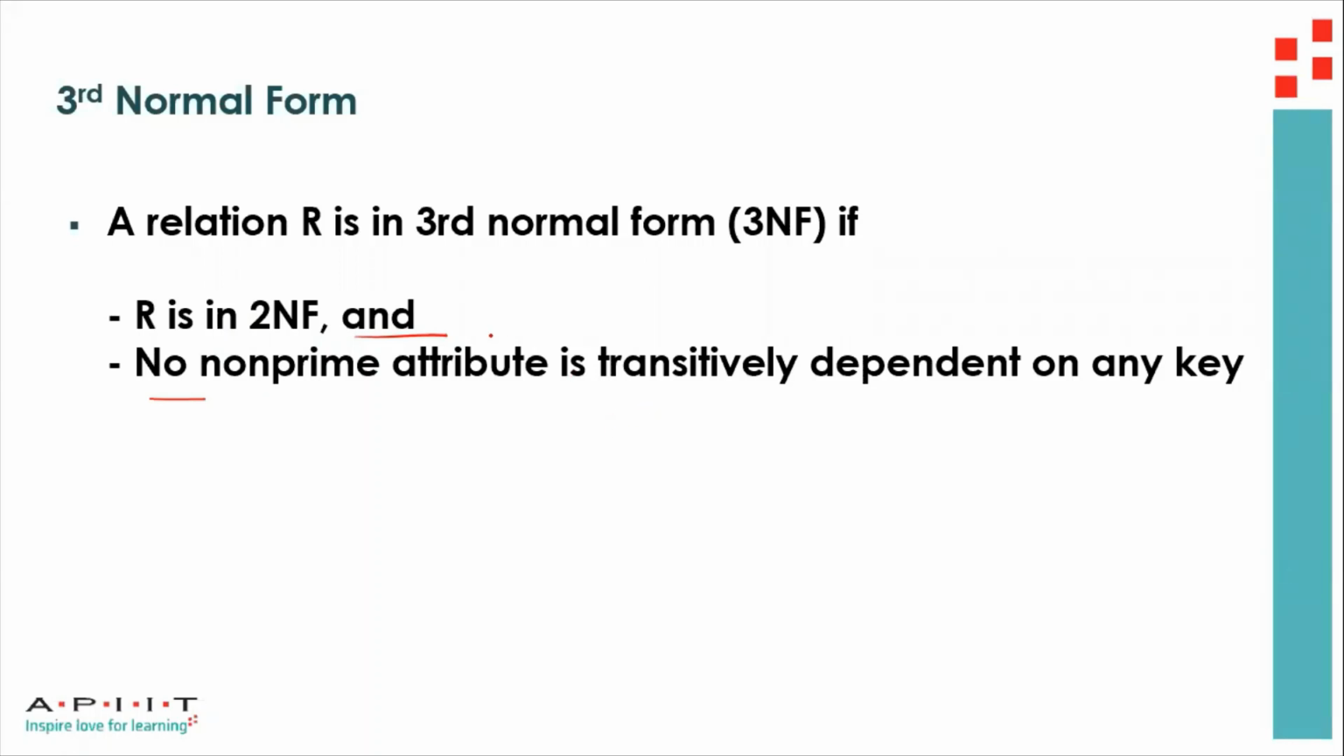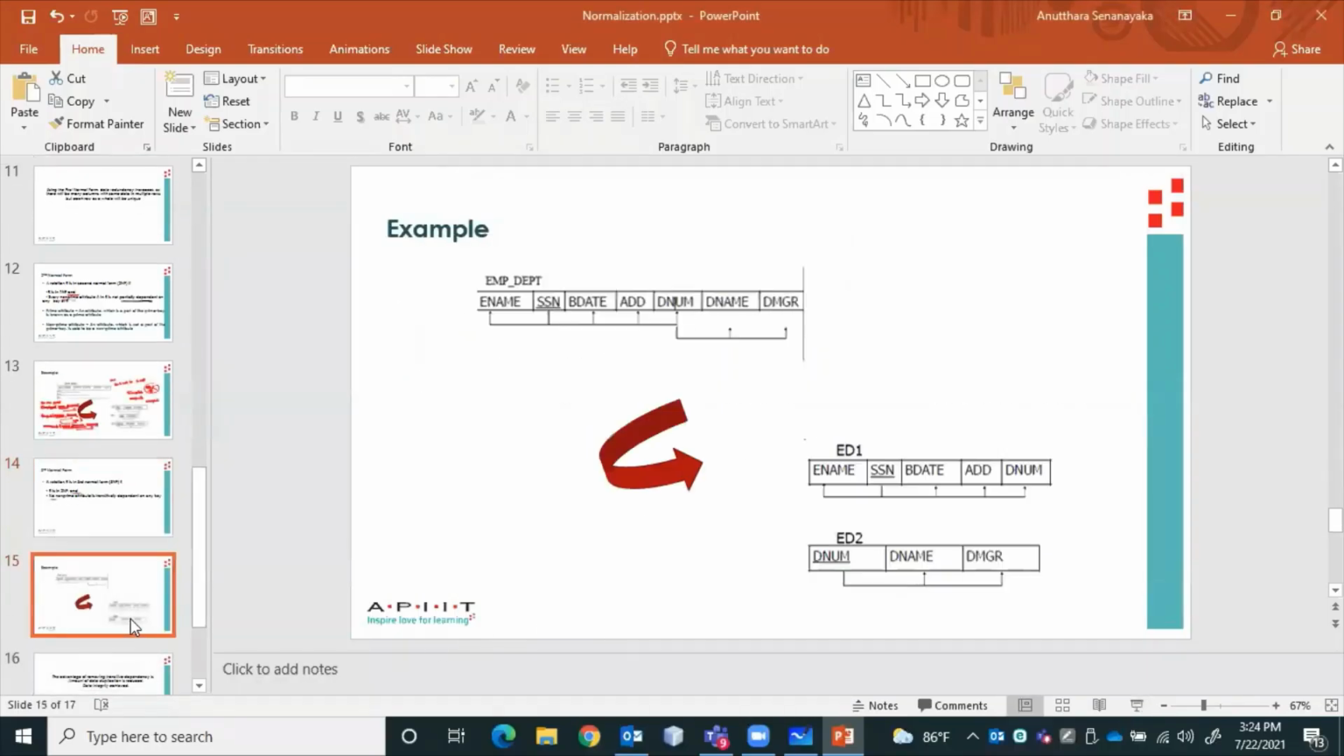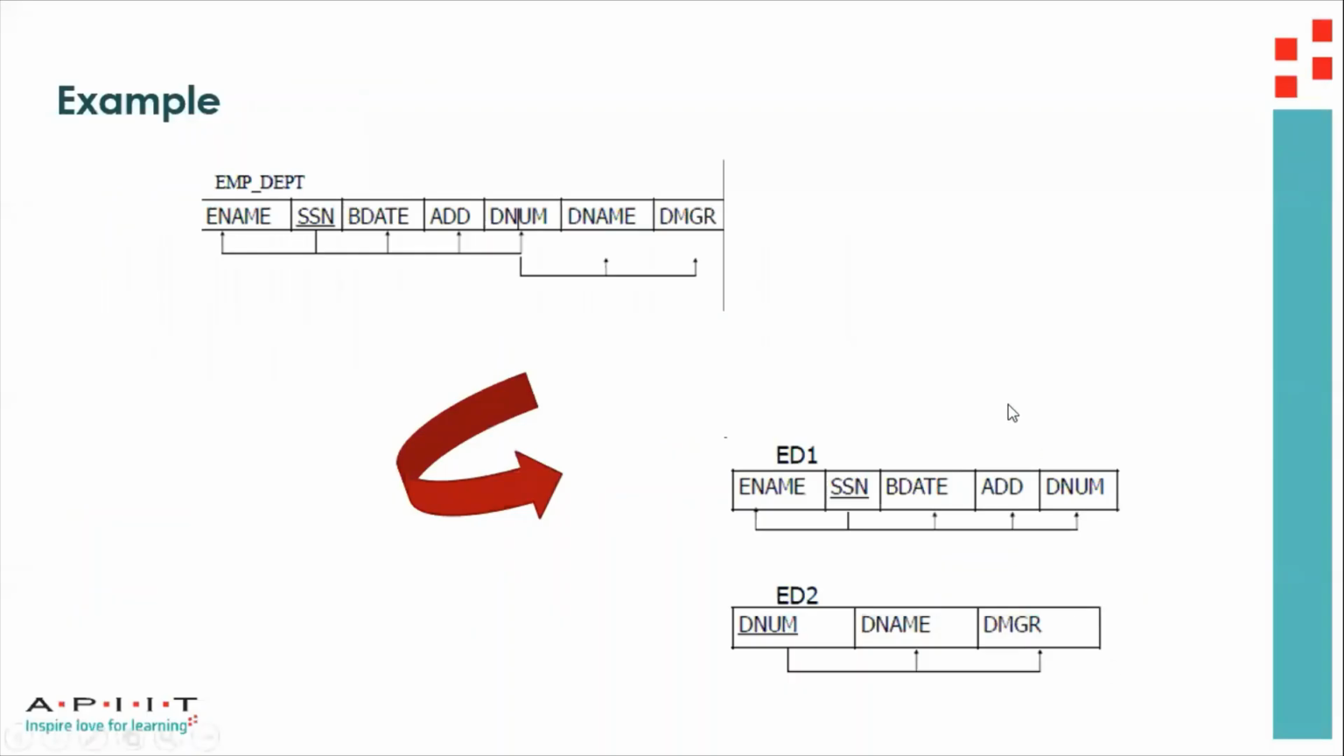Transitive dependency, right? So let's see what this is. I think these terms may not be familiar to you, but let's see what it is. I'm directly going to take this particular example, and I'll take another example and show you. Look at this. The employee department table is there. This organization uses this type of table to store the employee details and department details.